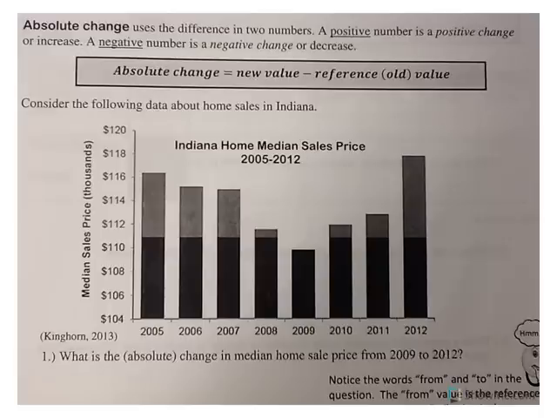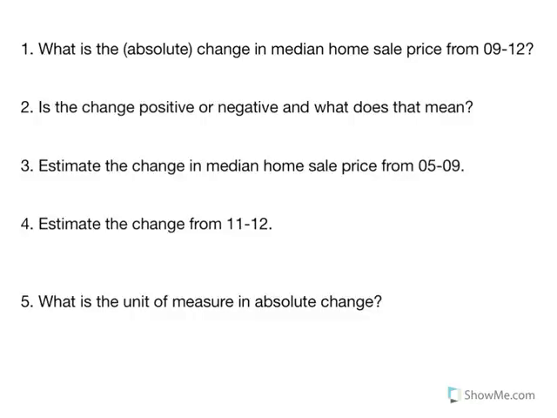So on page 203, let's get into talking about this table. Looking at this graphic, we've got to estimate. The numbers that I'm going to use are estimates, and if you think about using something a little bit differently, that's fine, because using a graph is estimation. Number one, what is the absolute change in median home sale prices from 09 to 12? Well, 2012 would be new, and 2009 would be old, because 2012 is more recent.